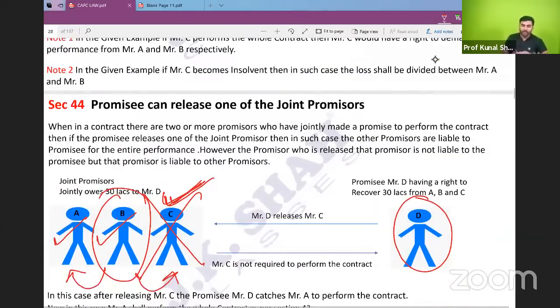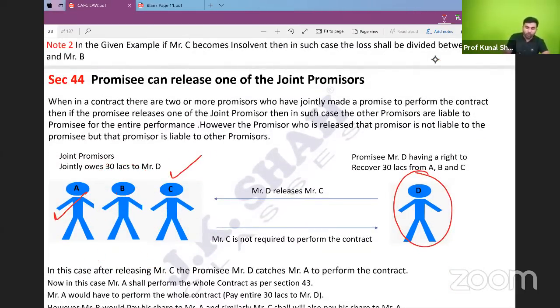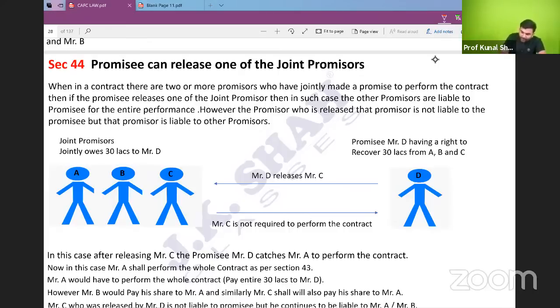Section number 44 says the promisee can release one of the promisors, which means what? Being a party of rights, he has a right to release one of the promisors. D over here has a right to recover 30 lakhs either from A or from B or from C or jointly. Whatever he wants, he can do. He's a party of rights. Mr. D thought, I will not get the money from C. I'm releasing him from his obligations. So D is not going to demand money from Mr. C. So pretty obvious, D can now demand money either from A or from B.